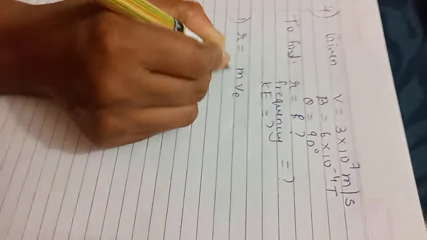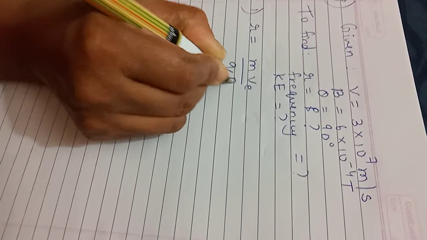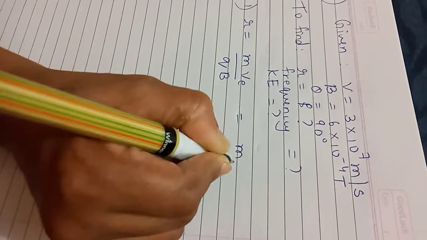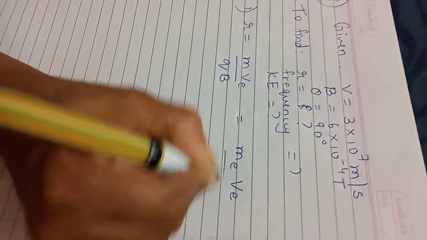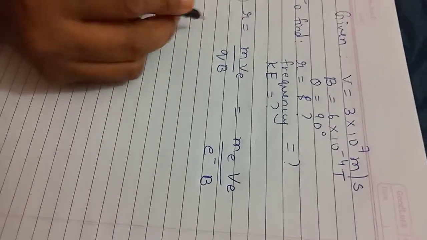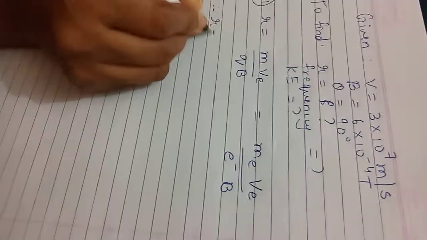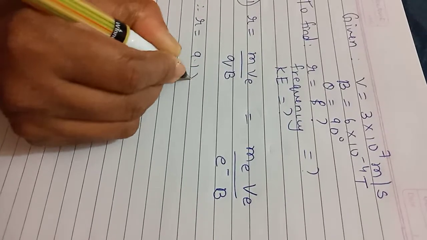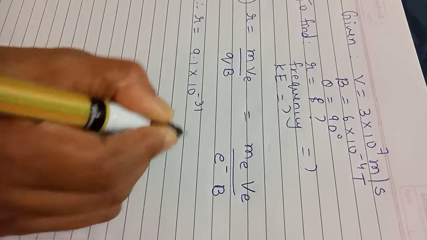Now what is R equal to mv upon qB. That is mass of electron, velocity of electron divided by charge on electron into magnetic field. R is what? Mass of electron they have given already. It's not from my pocket.